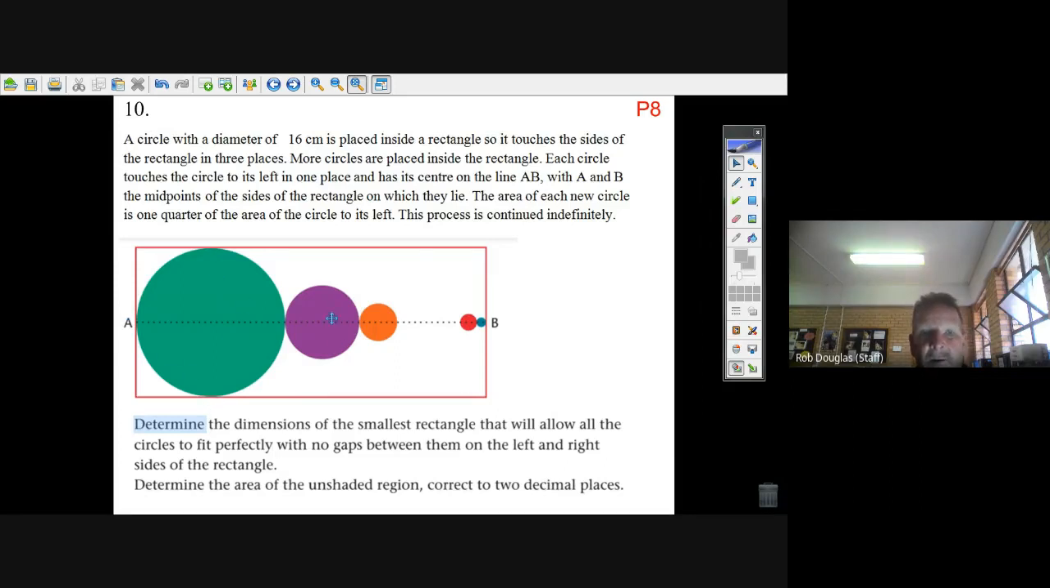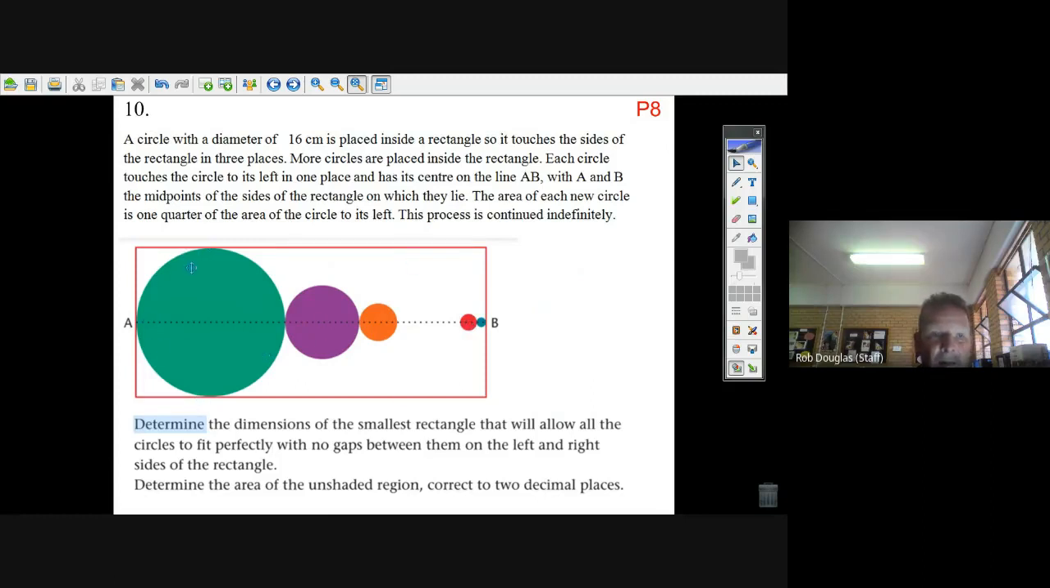And then there's circles that get added, but each circle is 1/4 the area of the next circle. So the circles get smaller and smaller and smaller and teenier. In fact, you keep adding these circles along this line AB, and the process continues indefinitely. That's another word for infinity. We're just going to do the first question. It says determine the dimensions of the smallest rectangle you could make here.